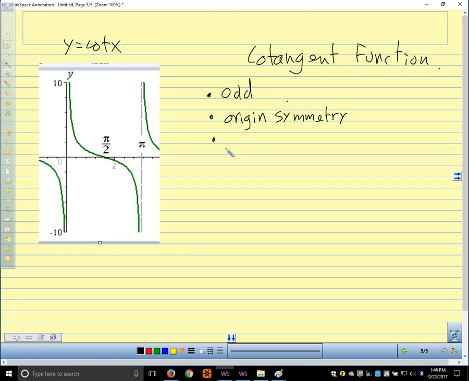Cotangent functions are decreasing. So they go downhill from left to right. Cotangent of x equals, we know, cosine over sine. We know that cotangent is undefined at points on the unit circle, well, those points are where sine x equals 0. So we're going to get vertical asymptotes where the sine function equals 0.